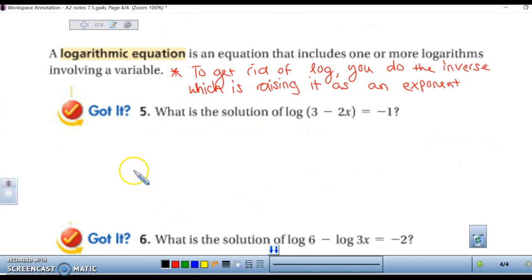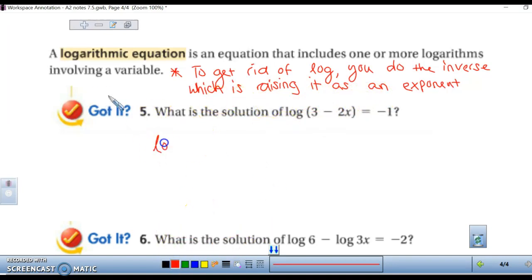So now that we've dealt with x, or our variables, in the exponent, we're going to have the reverse. So now our x is in our logarithm, and we need to get it out of there. And the way we get it out of there is we take the inverse, which is raising it as an exponent. So let's just look at these two examples because it makes more sense when we just do it.